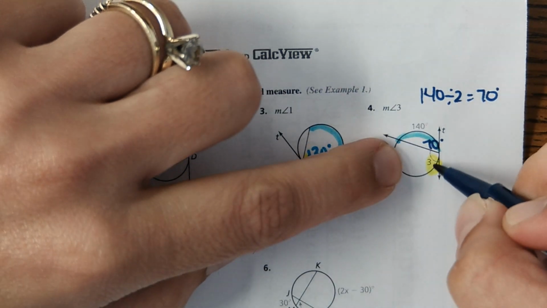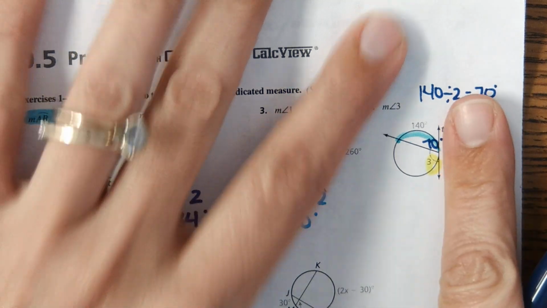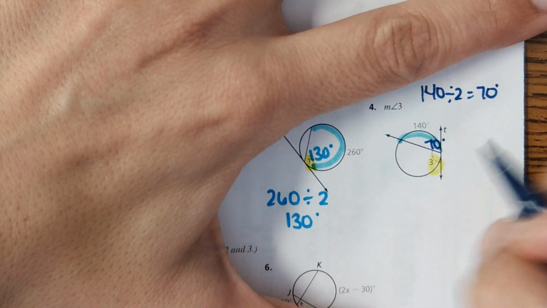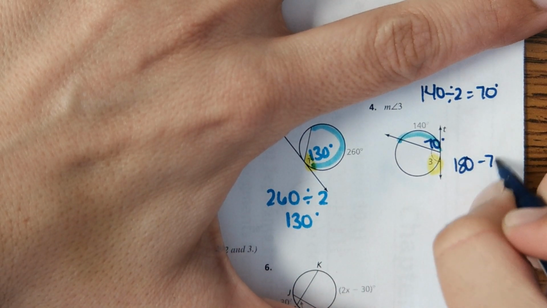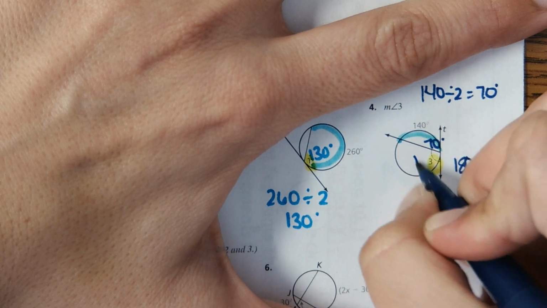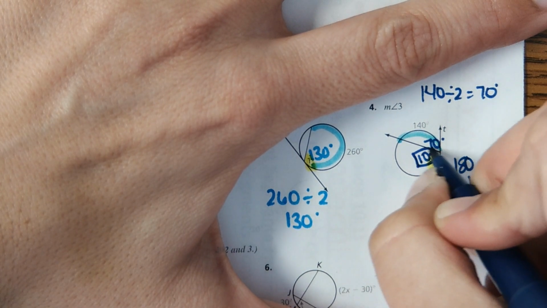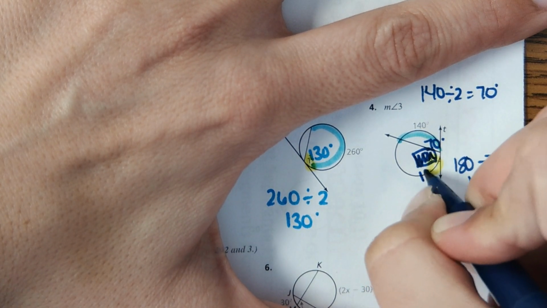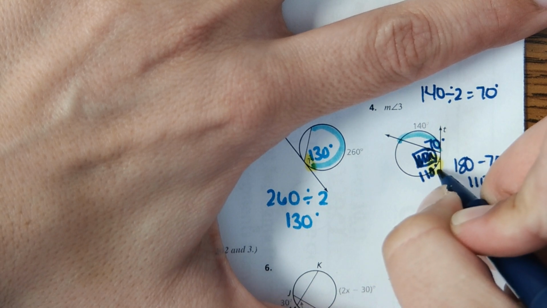And then this angle is supplementary to this because they form a straight line, they're a linear pair. So to find the measure of angle 3, we can do 180 minus 70 to get 110 degrees. 110 degrees is that angle.